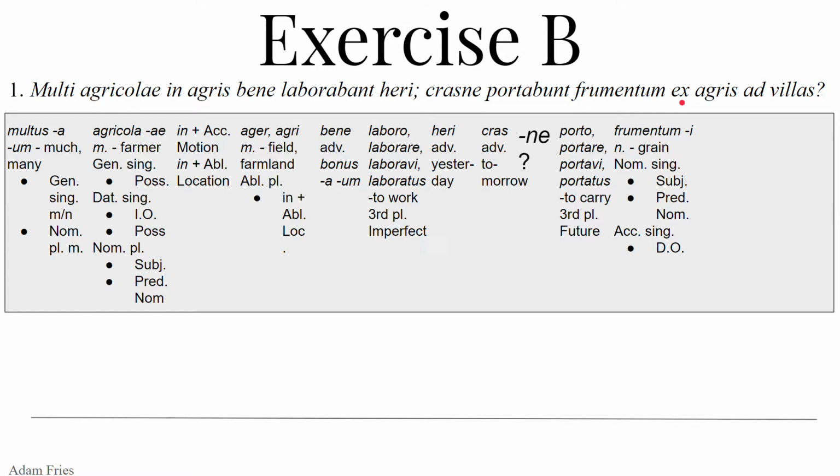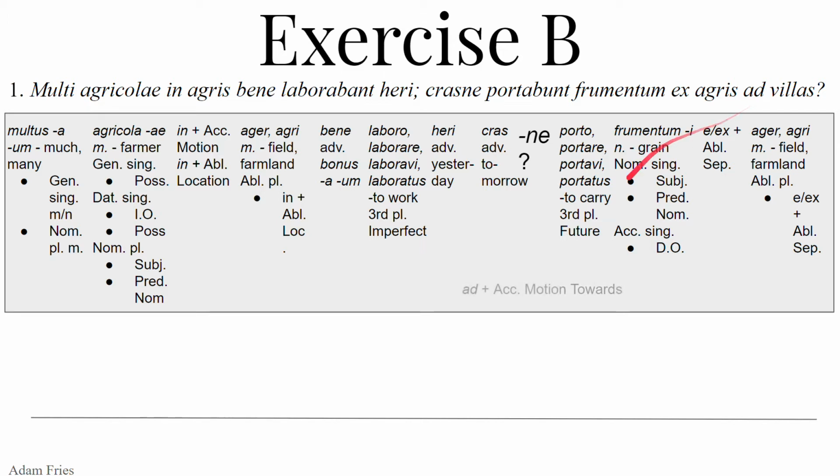Ex agris. Ex plus the ablative indicates separation, movement out of, away from, out of. Ager, agri, masculine, it's our old friend, field, farmland. Now, it could be dative plural, like before, but we just had a preposition in front of it which takes the ablative, always, every time. So ex plus the ablative indicates separation out of the plural fields, out of the fields.